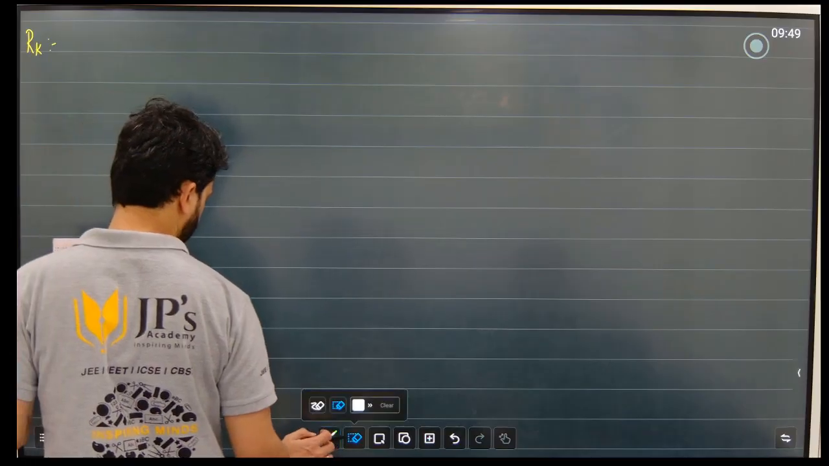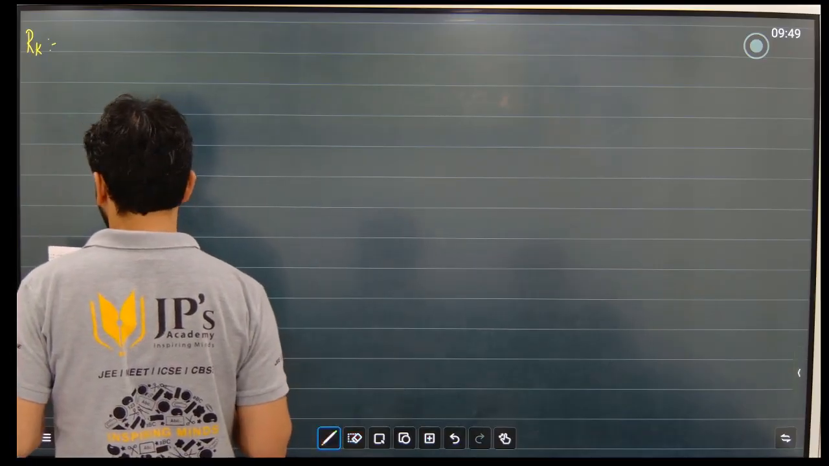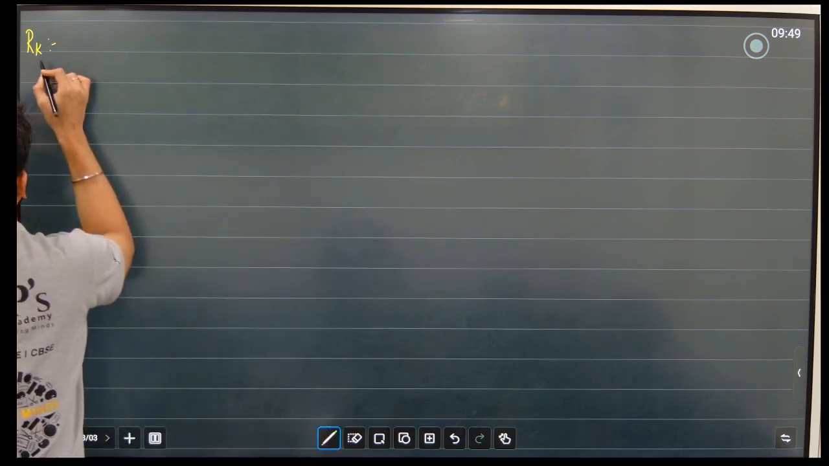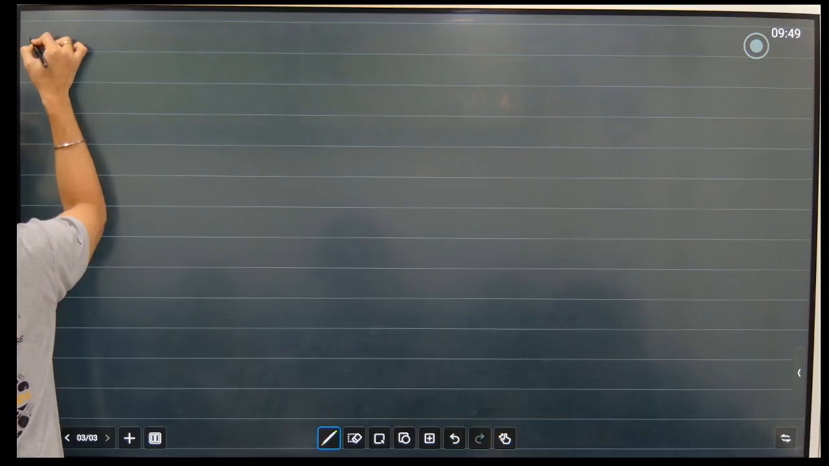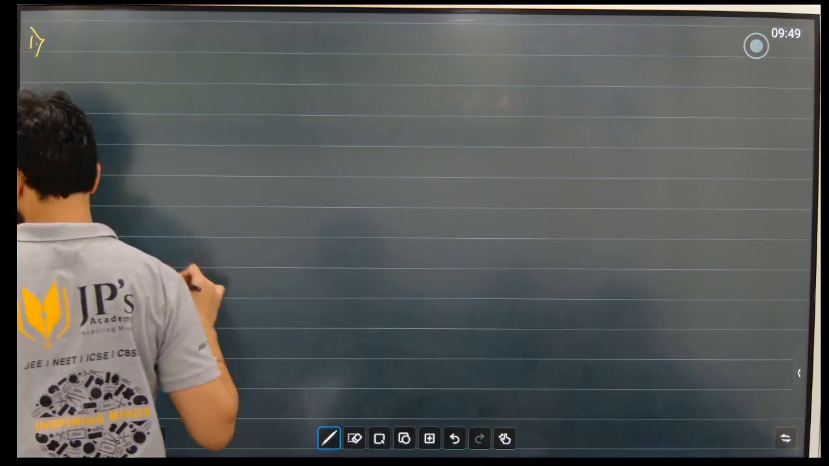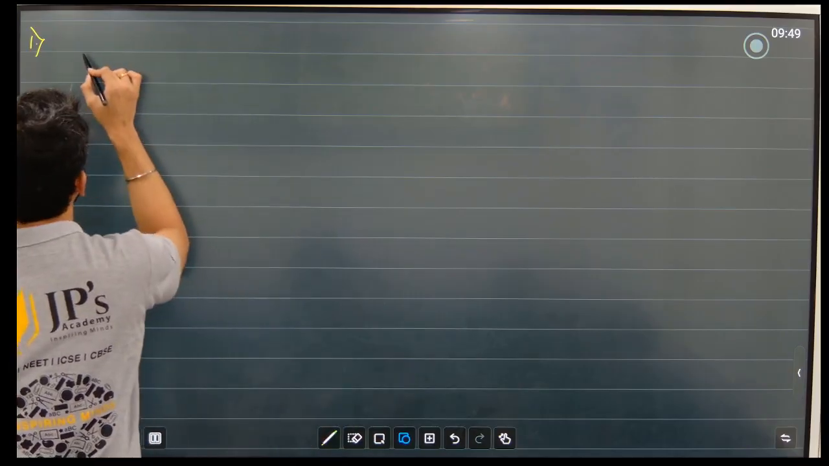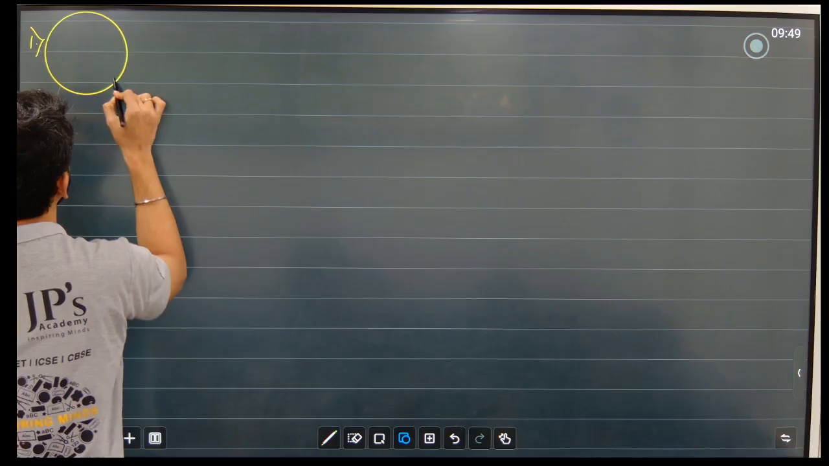Next topic. Position of circles and number of common tangents.